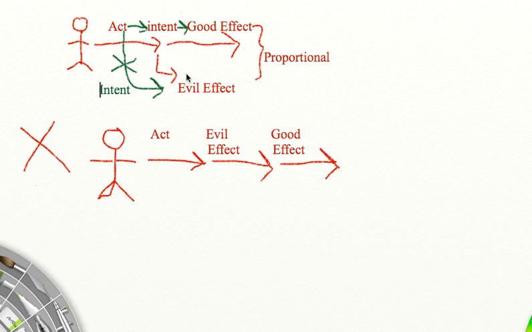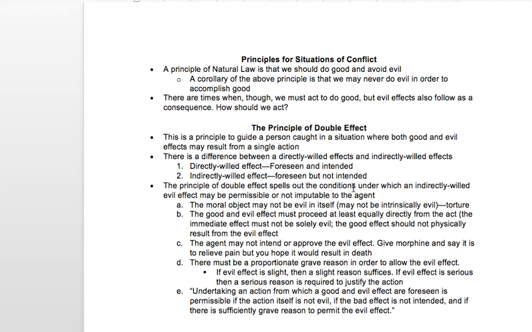So this is often used as an example of how the principle of double effect is used. Again, one has to act with the intent to do good. The evil effect is foreseen but unintended, and the good effect and evil effect must be proportional. There has to be a good enough, sufficient reason to allow for this evil effect. So undertaking an action from which a good and evil effect are foreseen is permissible if the action itself is not evil, if the bad effect is not intended, and if there's sufficiently great reason to permit the evil effect.